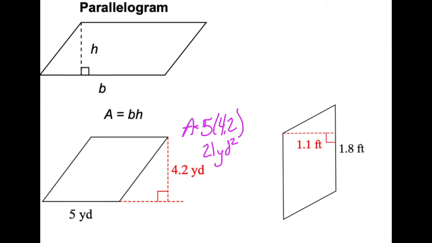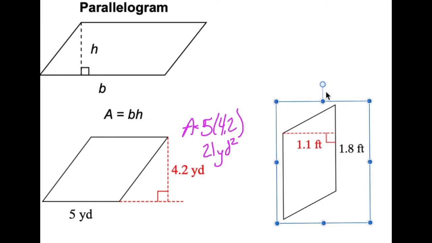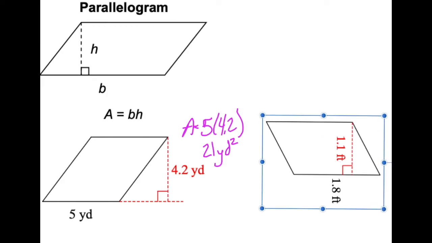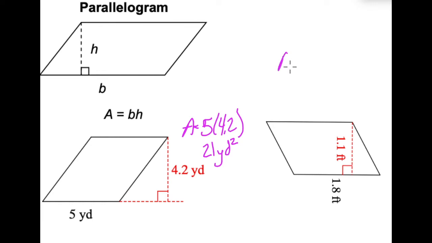Our next example, our base and height are given. This is like one of the triangles where we have to kind of spin it again. So we'll just spin it so we have the base and the height, so it looks that way. Our base is 1.8 feet, so area equals 1 8/10 feet times the height of 1 1/10 feet. When we multiply, we end up with an area of 1 98/100 feet squared.